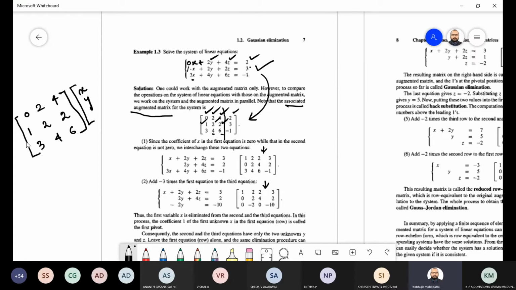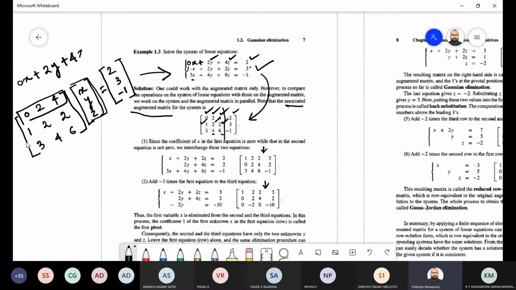Then here x, y, z. Then your right hand side will be 2, 3, minus 1. See here, if you are multiplying, you will get exactly the same. First equation: how will you multiply? Row with column. So you will have 0x plus 2y plus 4z equal to 2. You got the first equation.